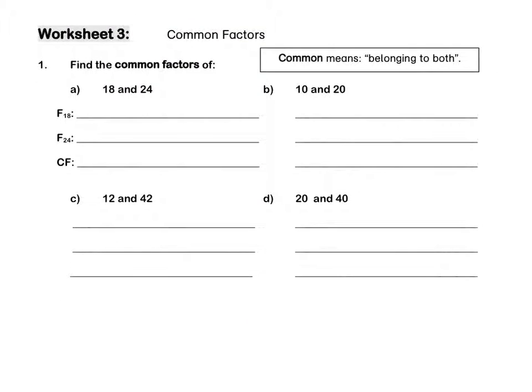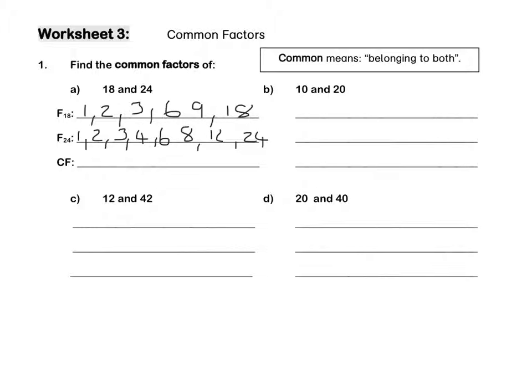Worksheet 3, Common Factors. Find the common factors of 18 and 24. Remember, common means belonging to both. So, my factors of 18, let's do this together, so get out your pen. It's 1 and 18, 2 and 9, 3 and 6. Then the factors of 24: 1 and 24, 2 and 12, 3 and 8, and 4 and 6.